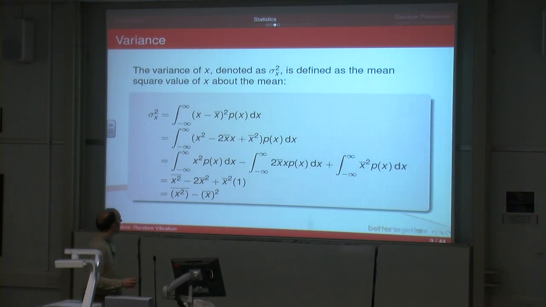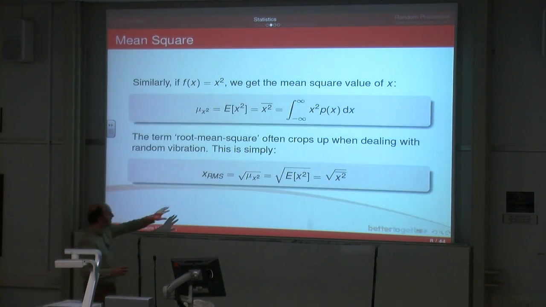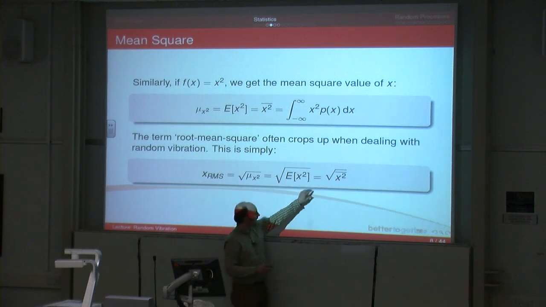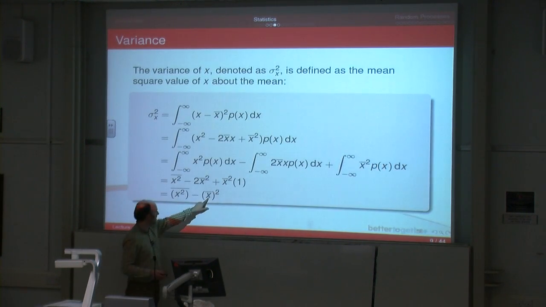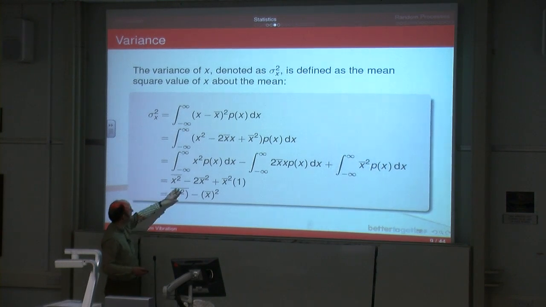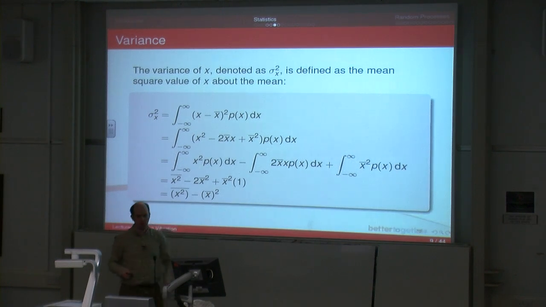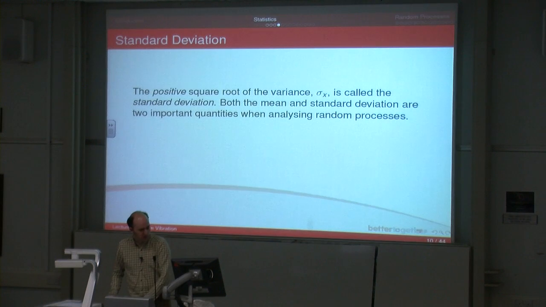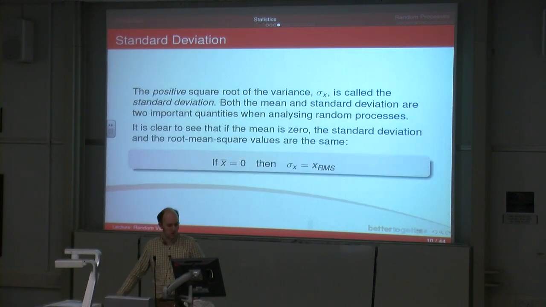Now we covered the root mean square thing. That's the square root of the mean square. Well, if our mean is 0, then this term is 0. So the square root of that is our root mean square. So the square root of the variance is the root mean square if your mean is 0. Which is what I just said.